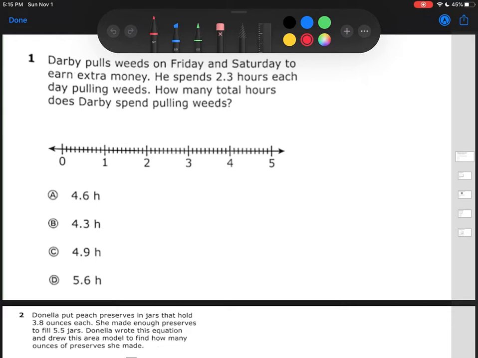We have that Darby pulls weeds on Friday and Saturday to earn extra money. He spends 2 3/10 hours each day pulling weeds. How many total hours does Darby spend pulling weeds? So let's look at the important information. We know that he's pulling weeds 2 days, right? We've got Friday and Saturday. So that's going to be 2 days.